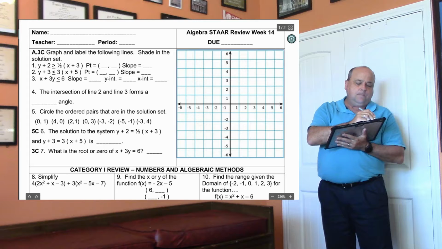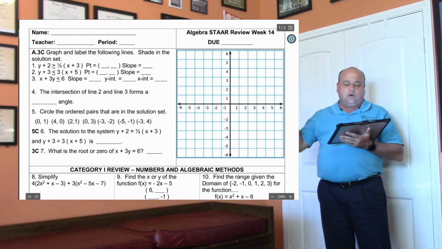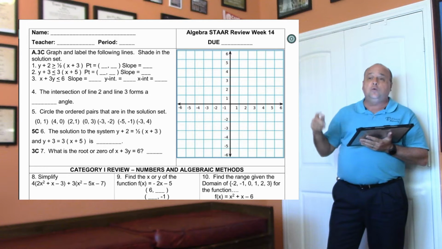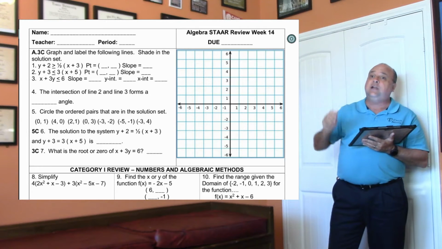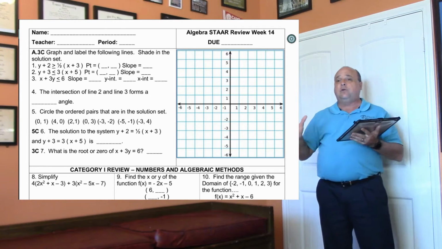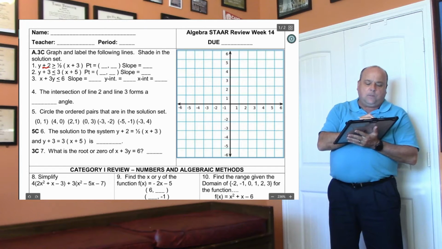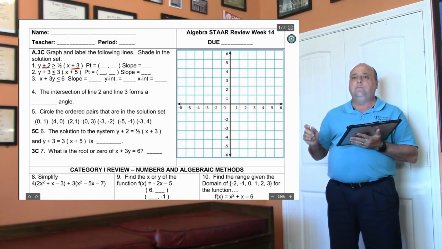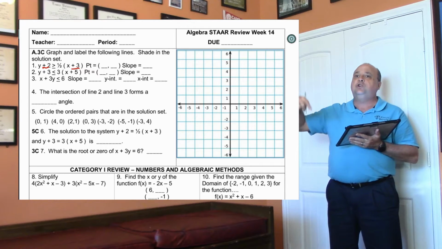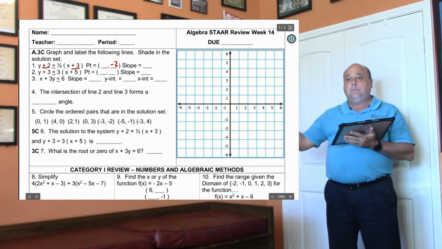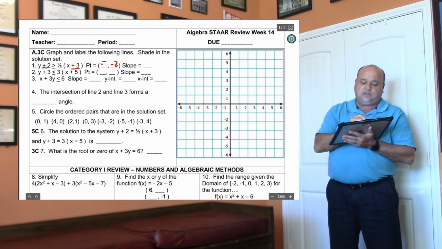Okay, number one. On number one, we're going to graph 1, 2, and 3, aren't we? Now then, these equations of 1 and 2 are in point slope and they're inequalities. So we're going to have to graph them and then shade up or down. So on number one, we need to know the plus 2 and the plus 3, don't we? The opposite of a plus 2 is a minus 2, and that's our y. The opposite of the plus 3 is a minus 3, and that's our x.